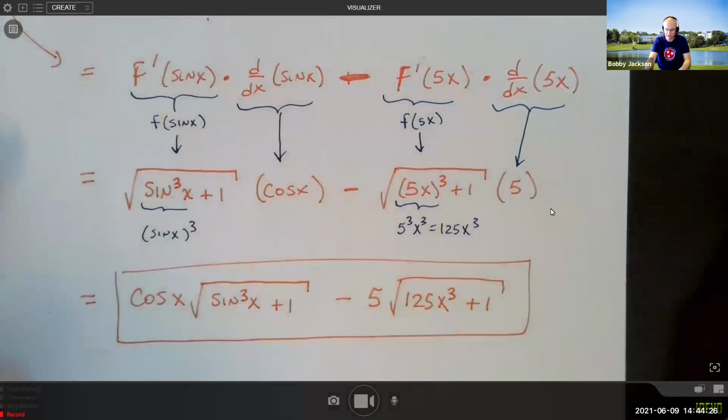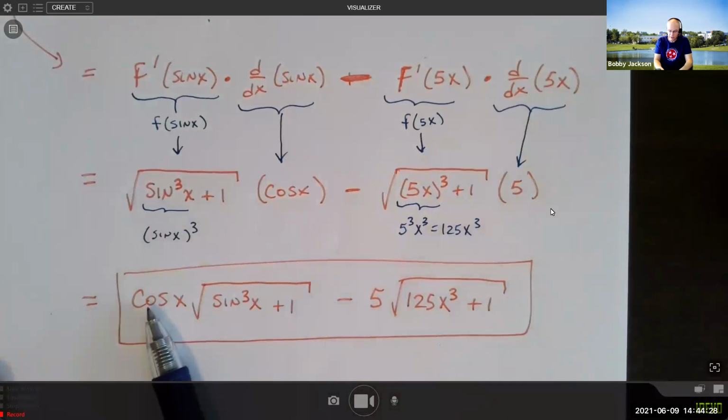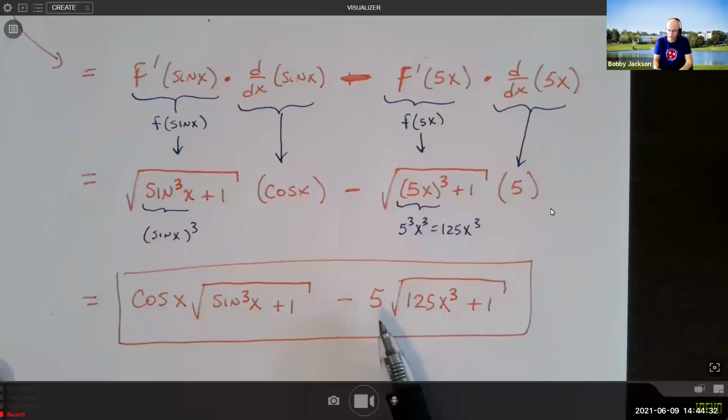So if I rewrite this thing, I can bring the cosine x in front, cosine x times the square root of sine cubed x plus 1, minus, bring the 5 in front, 5 times the square root of 125x cubed plus 1. And that's the way you can handle it if both of the limits of integration are variable, and then we take the derivative.